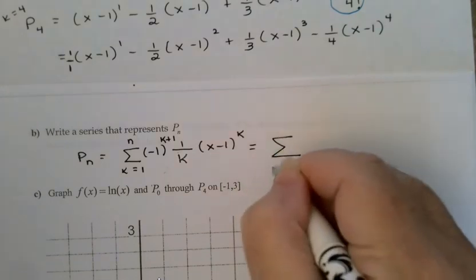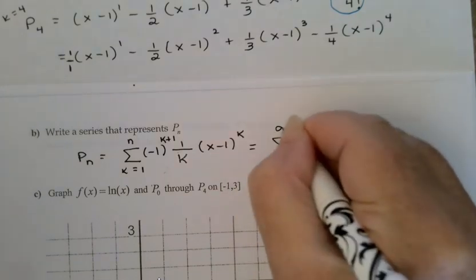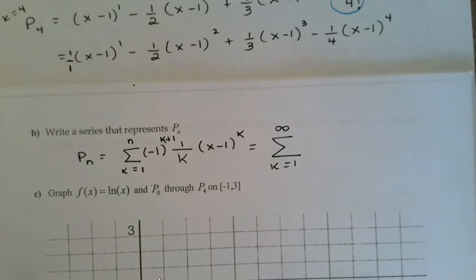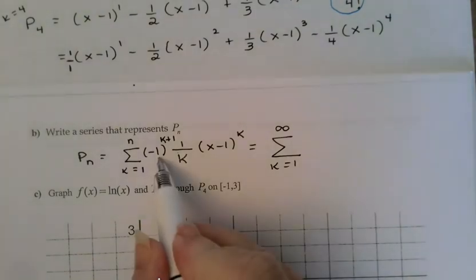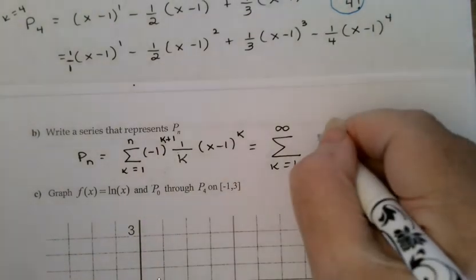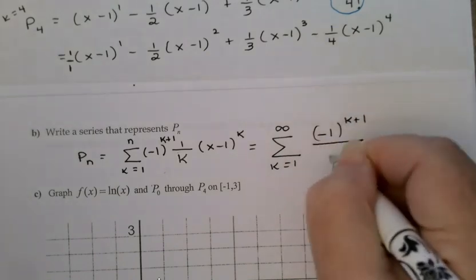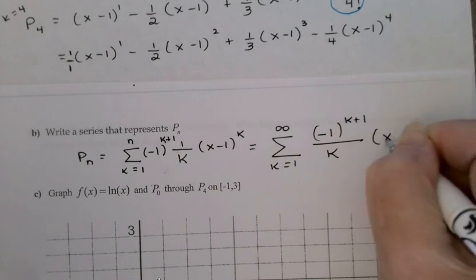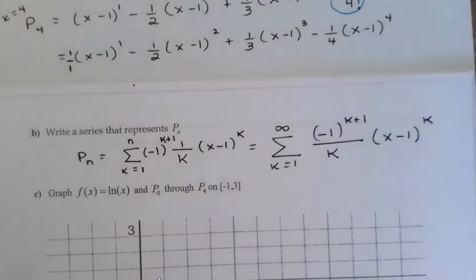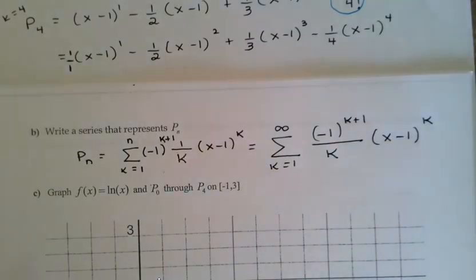Let me write it one more time. And in fact, I'll simplify just slightly. I'm going to put that negative 1 to the k plus 1 in the numerator, over k times x minus 1 to the k. So once I've seen the pattern, it means that if I wanted P5, P6, P7, I wouldn't necessarily have to go all the way back to the Taylor polynomial definition. I could actually just continue the pattern that I'm seeing here.